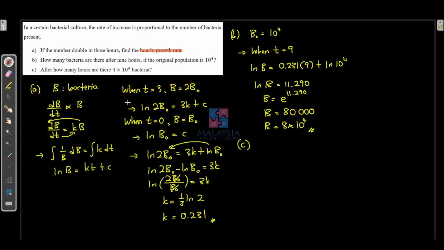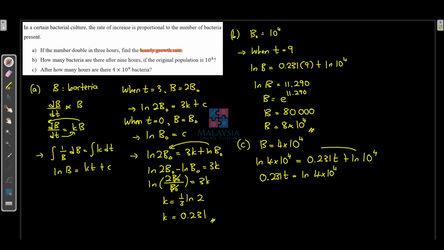And finally for part C, after how many hours are there 4 times 10 to the power of 4 bacteria? So we can say B equals 4 times 10 to the power of 4. So ln of 4 times 10 to the power of 4 equals 0.231 T plus ln of 10 to the power of 4. So 0.231 T equals ln of 4 times 10 to the power of 4. Since we are shifting this to the left-hand side, it's going to be minus, meaning we are going to divide.